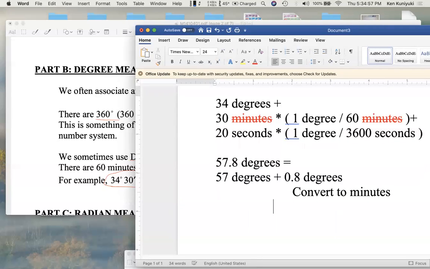Now, when you do that, you're going to get such and such many minutes. It's probably going to have a decimal part attached to it. You're going to take the decimal part attached to that and convert that part to seconds. So see if you can do this kind of problem on the homework. It's not in the primary notes.